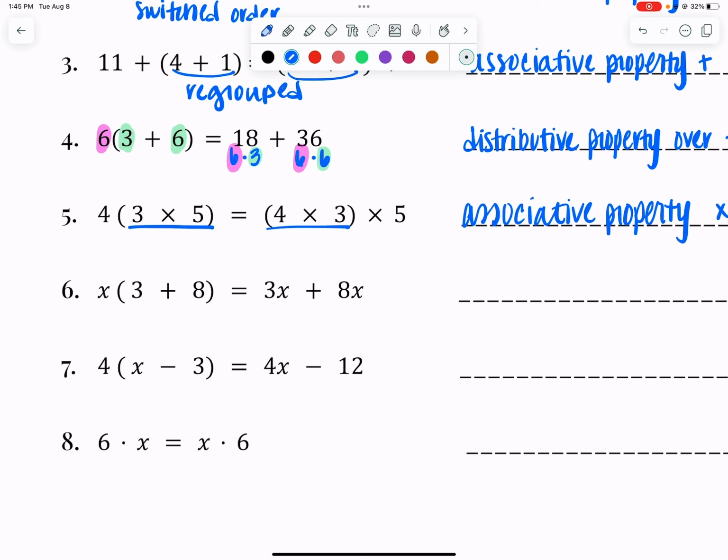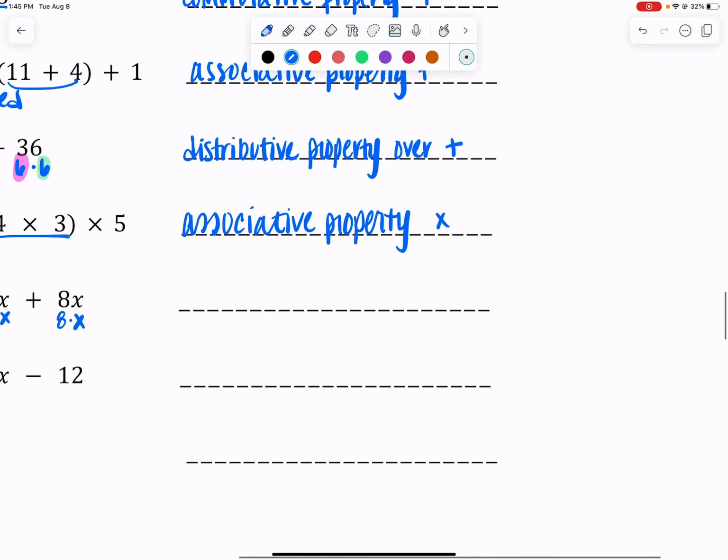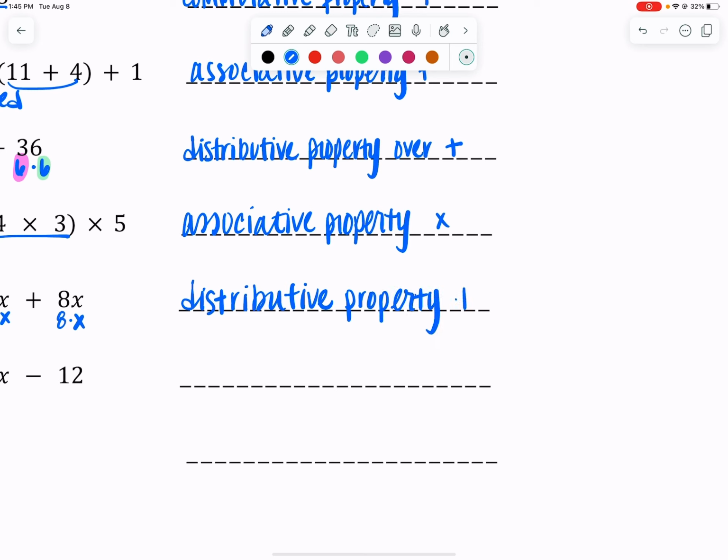Now this one looks familiar. It looks like I have a 3 times x. Well, I could get that by multiplying the x times the 3. And this is an 8 times x. I could get that by multiplying the x times the 8. Well, I gave the x to everybody. So that is the distributive property. And everything was adding. So it's the distributive property of multiplication over addition.